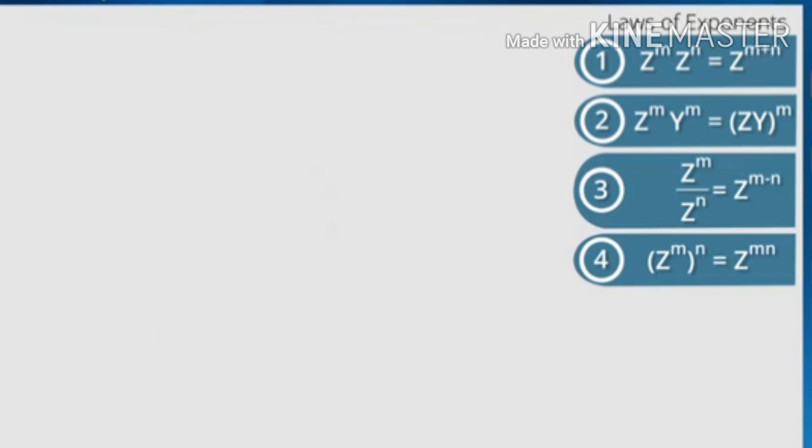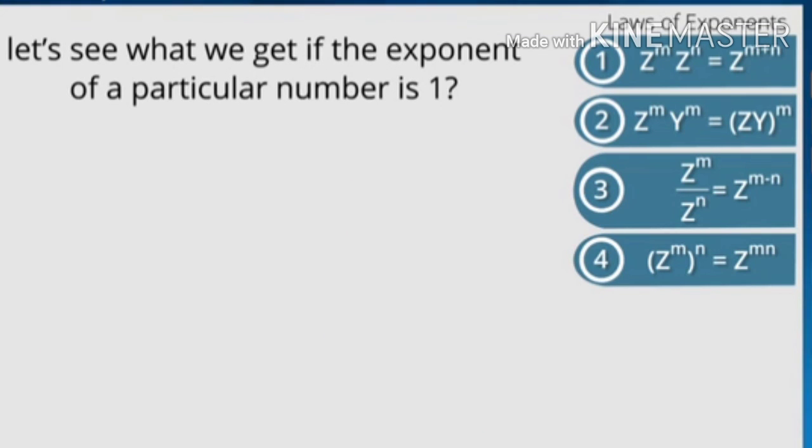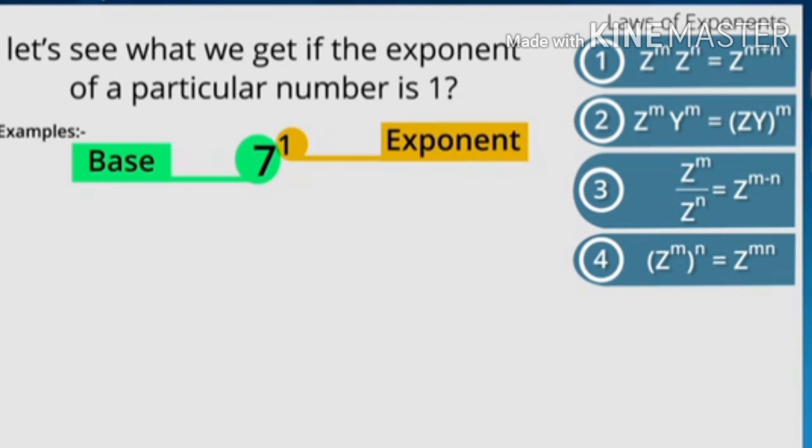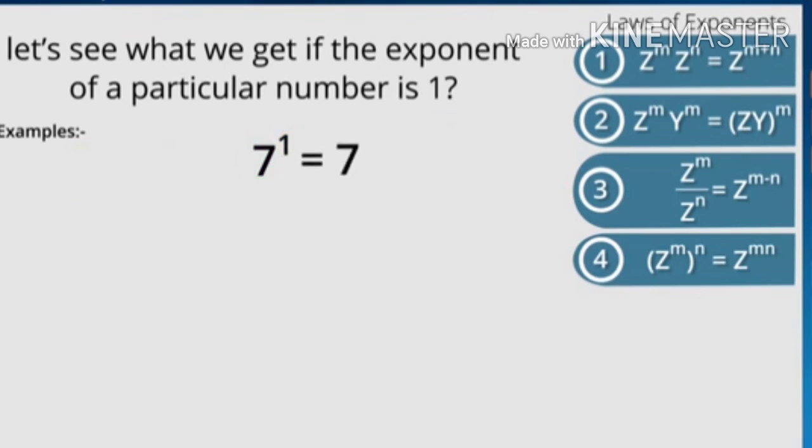Now moving further, let's see what we get if the exponent of a particular number is 1. For example, 7 raised to the power 1. Here the base is 7 and the exponent is 1. That is, we have to multiply 7 for only one time. Therefore, the answer will be 7.